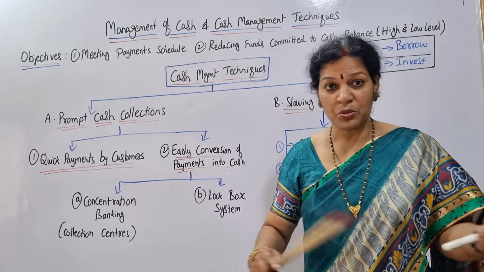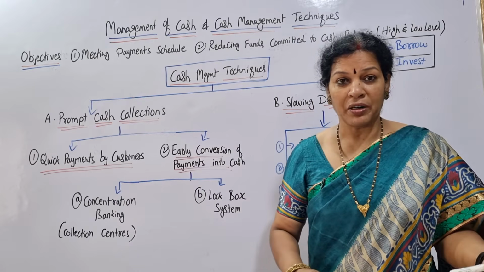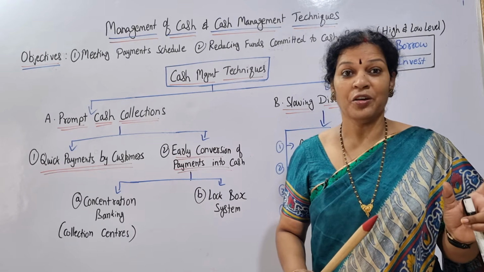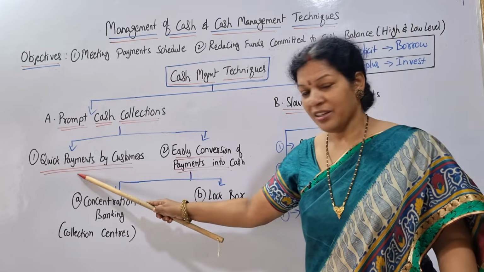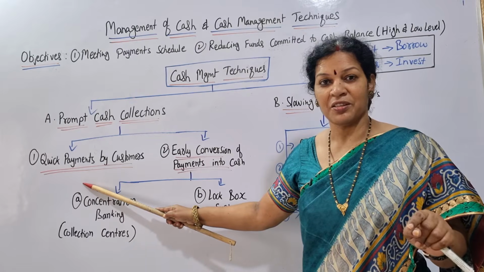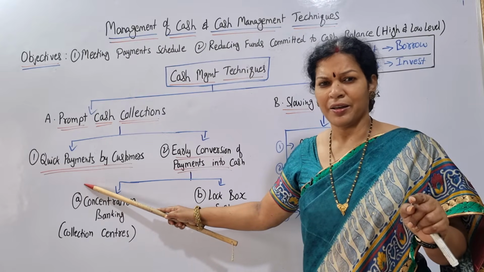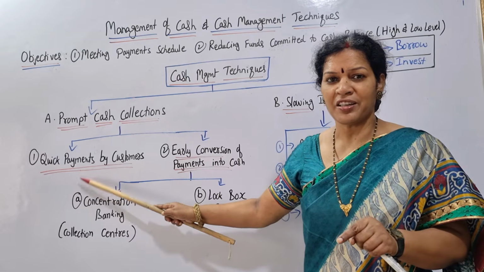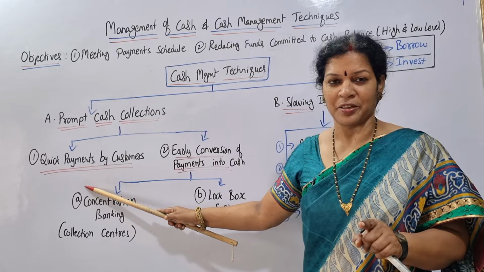It means they are paying us quickly. When they pay us quickly, what happens? Our cash balance will always be balanced. No need to worry. So here you have to focus on the customer's interest, how they are feeling, and how we can attract them to make the payment quickly. Those are the strategies we have to maintain here.